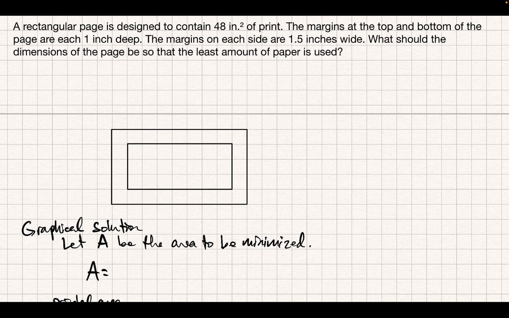Let's look at the margins. What are the left and right margins? What are the top and bottom margins? One inch for the top and bottom. And then the sides are 1.5. You okay with that notation? Top and bottom are both 1 inch. Left and right are both 1.5 inches.